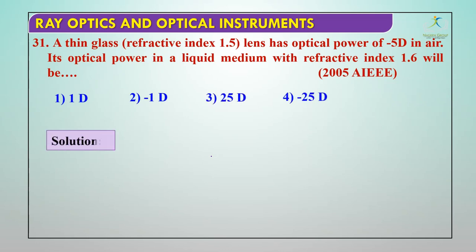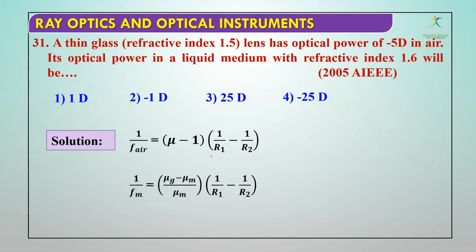Solution: we have 1 by F air is equal to mu minus 1 times 1 by R1 minus 1 by R2. 1 by Fm is equal to mu G minus mu M by mu M times 1 by R1 minus 1 by R2. We put this value, Fm by Fa, and get this result, minus 1 by 8. According to this, the correct option is the first. Students, after the solution, the result will come 1 diopter. According to this, I hope the answer will be the first.